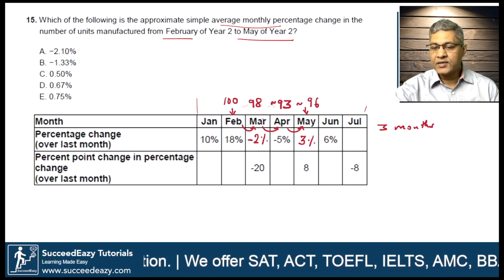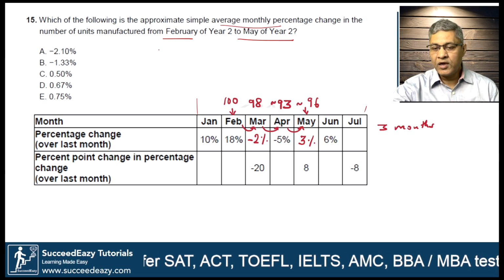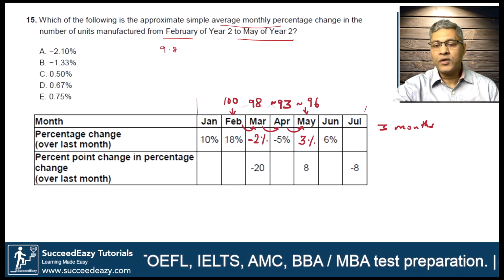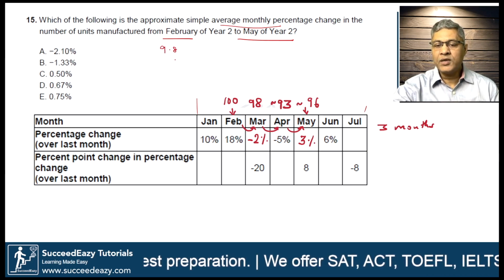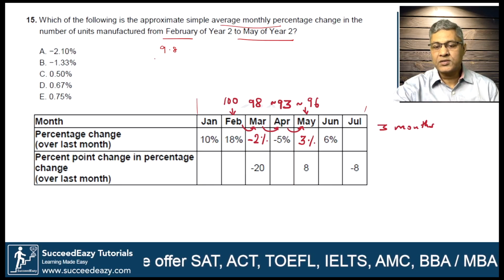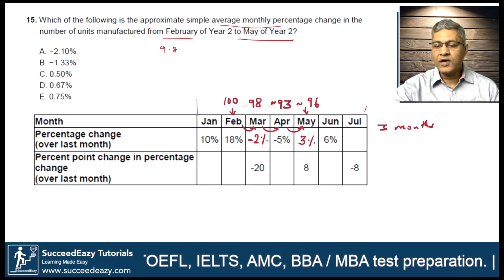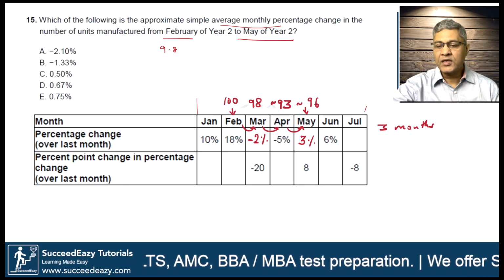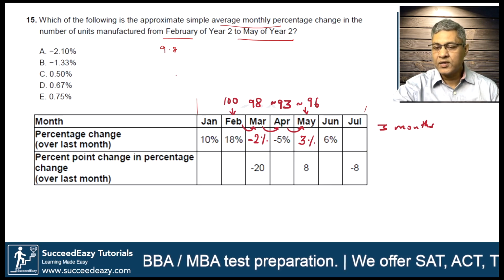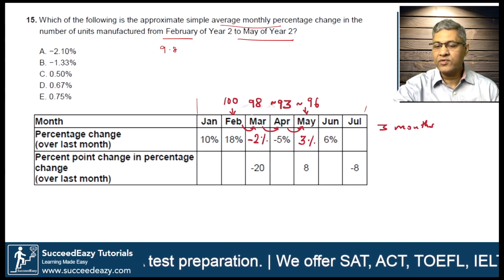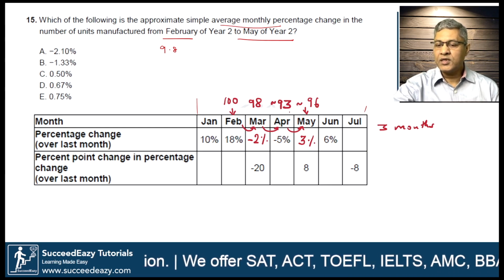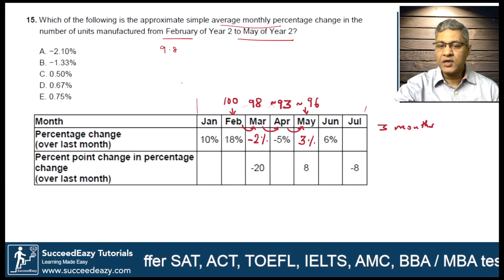5% from 98. So 10% would be, divide by 10, that means 9.8, isn't it? Half of that would be how much? Or you can just, so how do you reduce 5% from 98? See, actually 98 is very, very close to 100. So straight away you can just reduce 5 from 98. Okay, 98 minus 5 gives you 93 approximately.